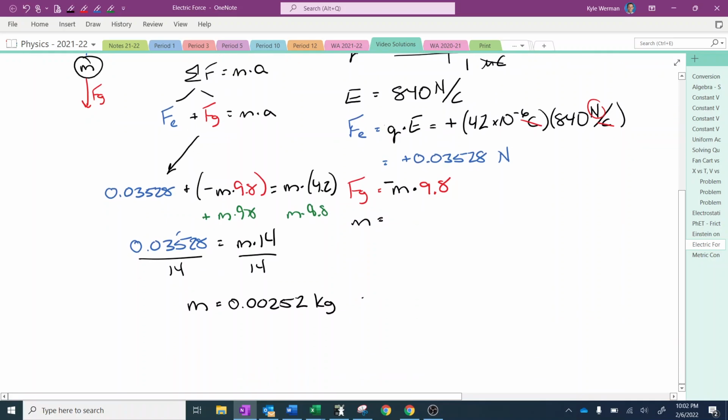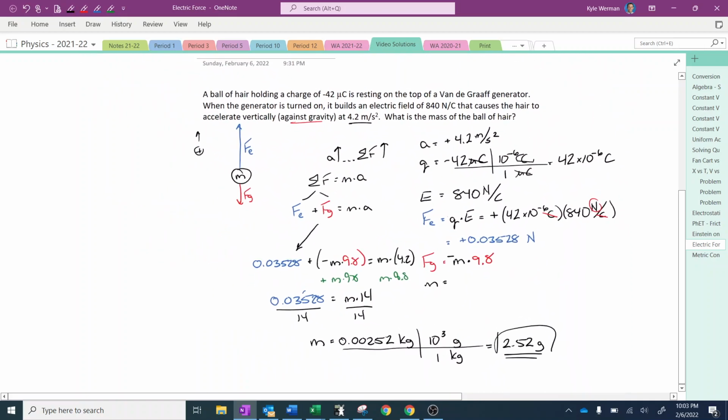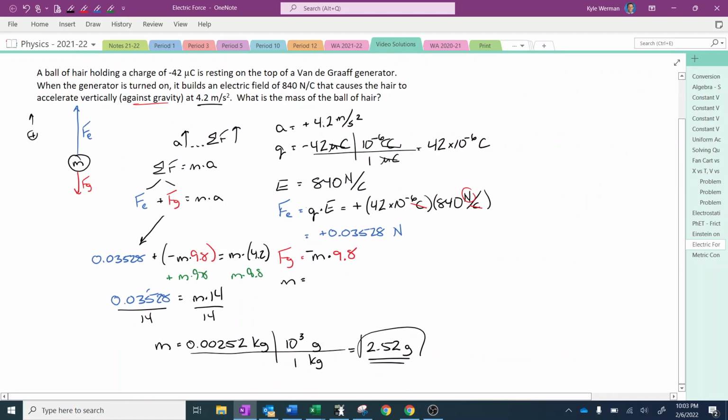Now, it's probably a small amount of mass to be described in kilograms, so maybe we do a little conversion. Let's write this in terms of grams. I know that if I want to get rid of kilograms and go to grams, there are 10 to the positive 3 grams in 1 kilogram. There are 1,000 grams in a kilogram. So really I'm just multiplying by 1,000, and I get 2.52 grams as the mass of this ball of hair, which seems reasonable for a little tuft of hair. Might be a little too heavy, but this is going to work for us.